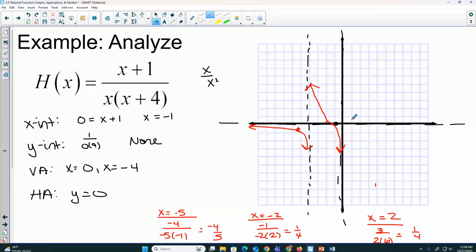But again, all I really care about is it's positive, so it's above my horizontal asymptote. It's got to be getting closer to these as time goes on. If I wanted to make my graph better, could I put in more points? Yes, but I'm checking: do you have x and y intercepts and your asymptotes? And then do you just correctly have your curve above or below your horizontal asymptote? That's what I'm looking for.